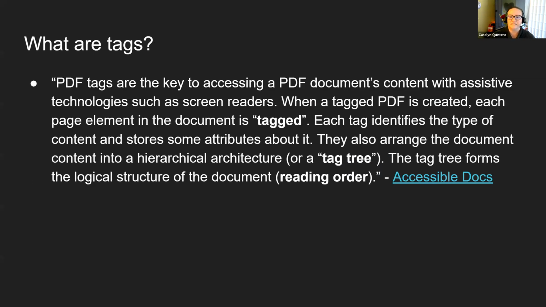Each tag identifies the type of content and stores some attributes about it. They also arrange the document in a hierarchical structure. So that's that tag tree that we showed earlier. And the tag tree forms a logical structure of the document. That's the reading order. So that's how those all interplay together.